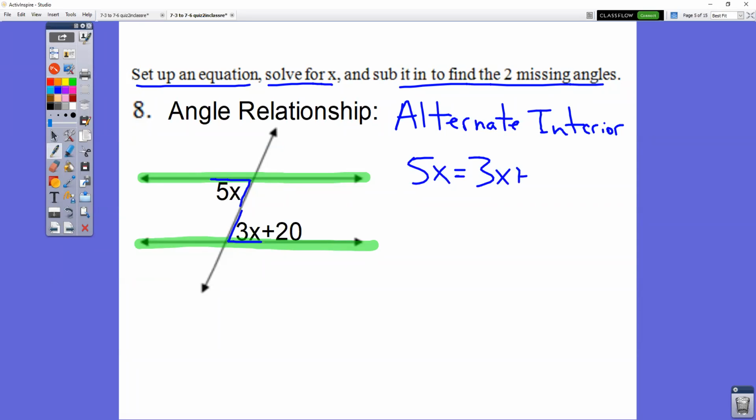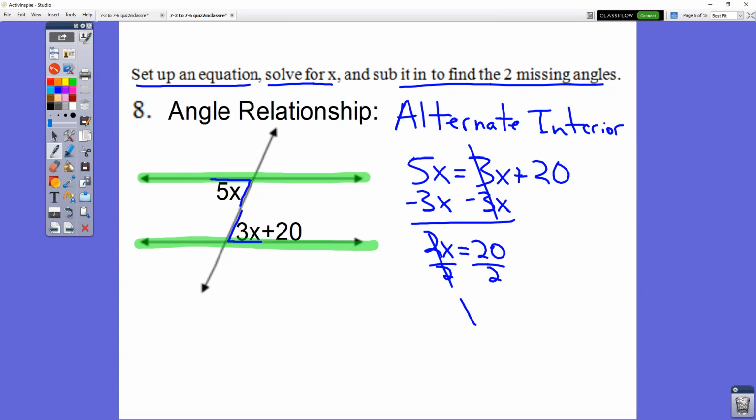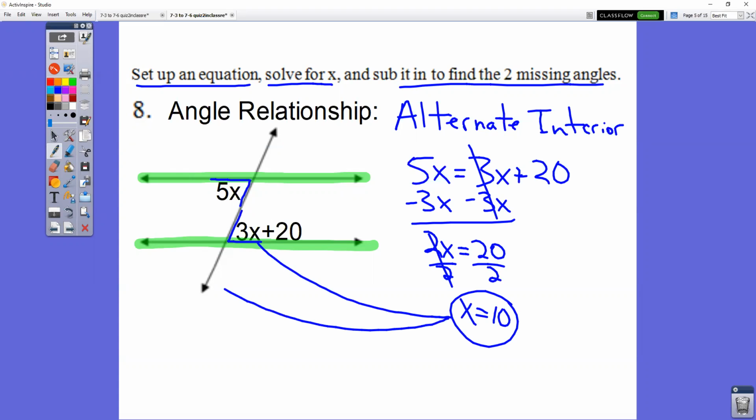5x equals 3x plus 20. You have letters on both sides. I like working with the smaller letter first, so minus 3x minus 3x. So you have 2x equals 20. Divide by 2, divide by 2, x equals 10. We then have to take that 10 and sub it back in. 5 times 10 is 50. 3 times 10 is 30 plus 20 is 50. So you end up with 50 and 50.